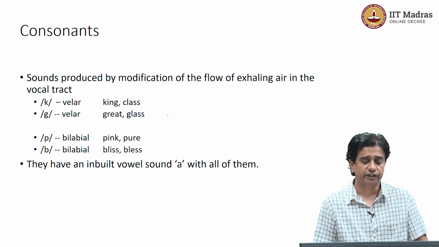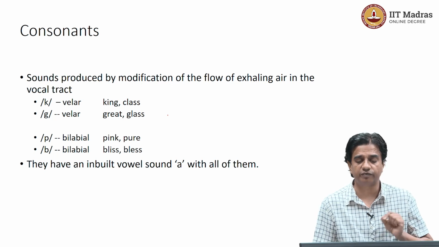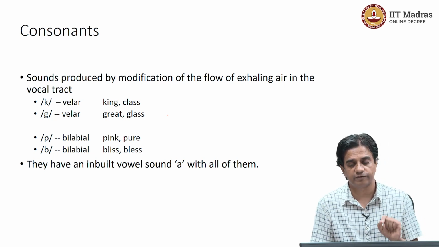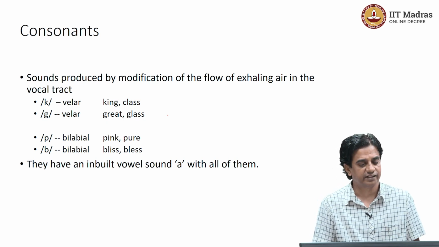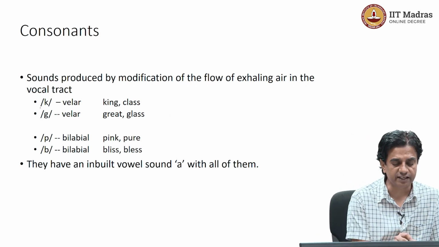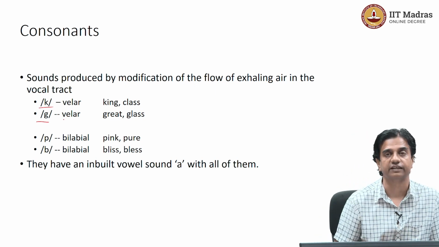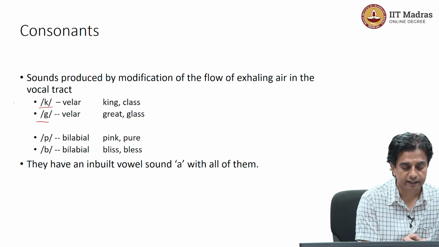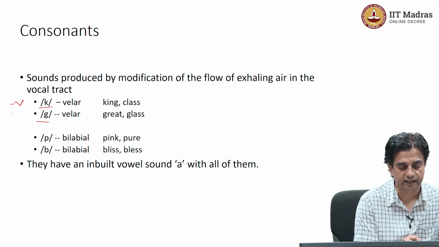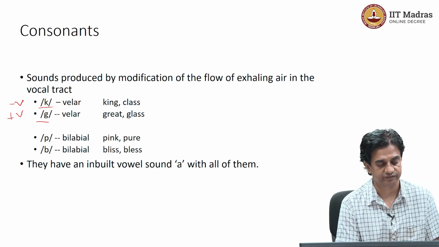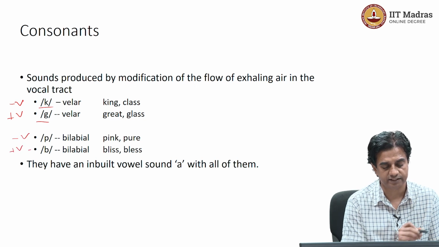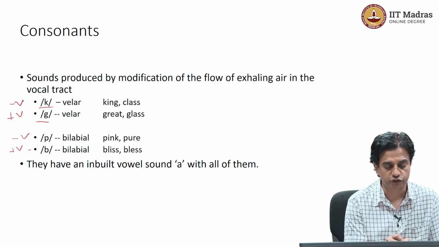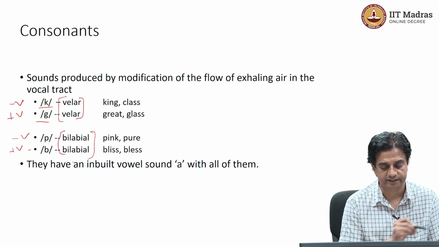So, as we know, sounds are produced by modification of the flow of exhaling air in the vocal tract. That's how sounds are made. So, we have velar sound, ka as a velar sound, ga as a velar sound. Remember, ka is not voiced and ga is plus voiced. Pa is not voiced and ba is voiced. So these two are velar sounds and these two are bilabial sounds.